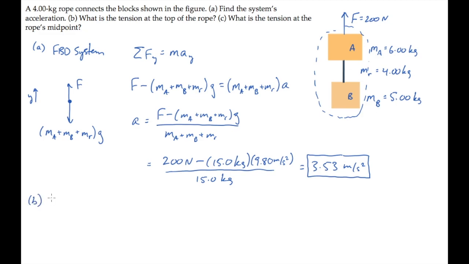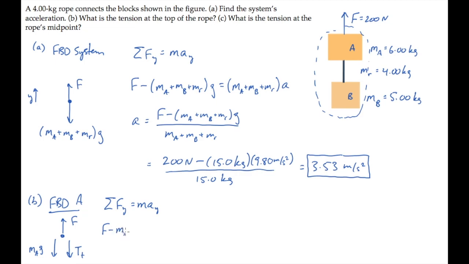Part B asks us for the tension at the top of the rope. Let's start finding that by drawing a free body diagram of the top block, block A. There are three forces acting on that block. First, there's the upward force F, the 200 newton force. Then there's its weight, pulling down, and there is the tension at the top of the rope, also pulling in the downward direction. If we sum the forces in the y direction, it equals mass times acceleration.